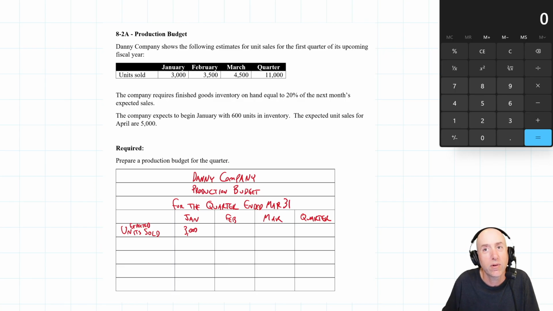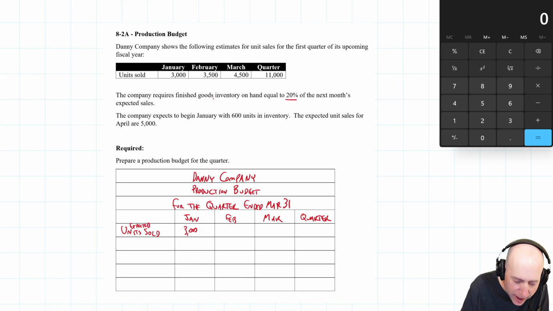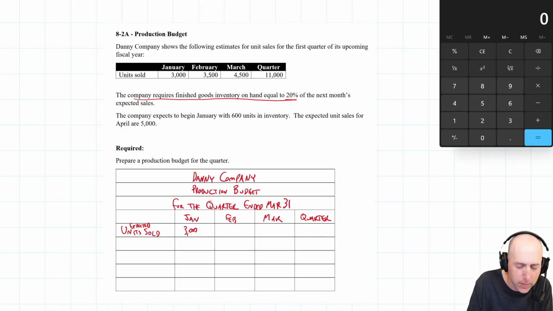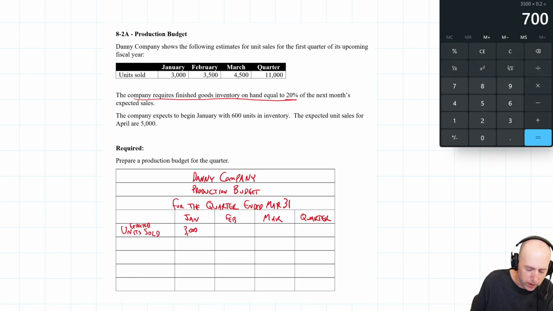Well, if I'm expecting to sell 3,000, that's a good thing. I got to make 3,000, right? My production should be around 3,000. But I want to have extra inventory. The company requires finished goods inventory on hand equal to 20% of the next month's expected sales. So I got to have extra. And how much extra in January? Well, I want to have 20% of February ready to go. February is 3,500 multiplied by 0.2, 700. We would call that the desired ending inventory. So our desired ending inventory here is 700 units.